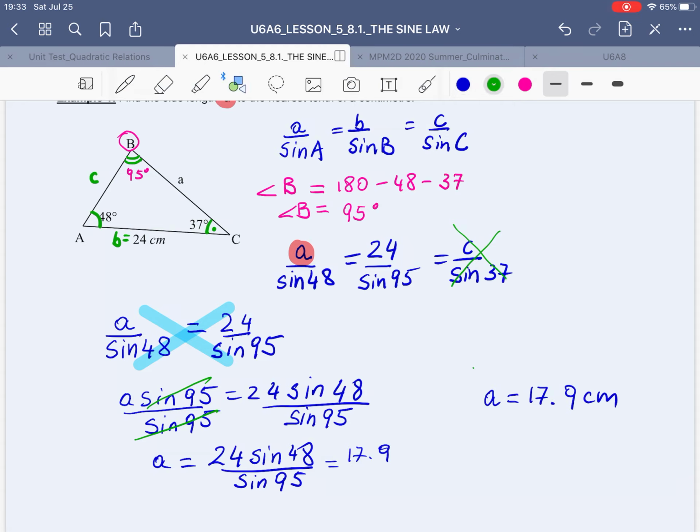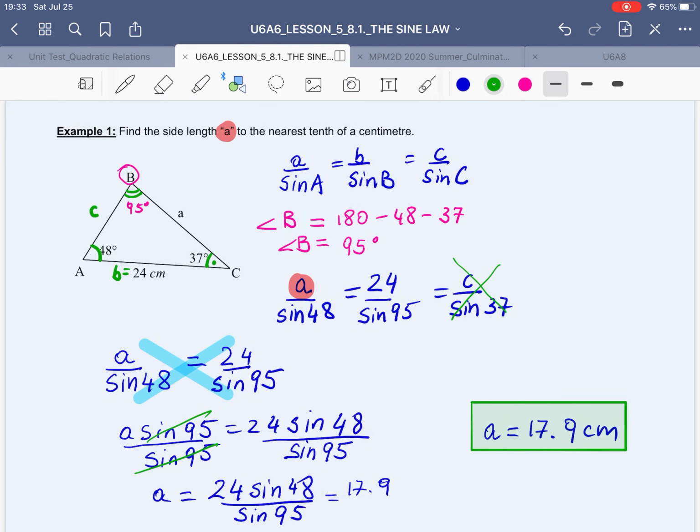And if you've noticed, I like to box my final answers so they stand out. And sometimes even the information that I find on the way, so that I can find it more easily. Now, let's say that this question didn't ask you just to find the value of A. Let's say that the question asked you to solve the triangle.